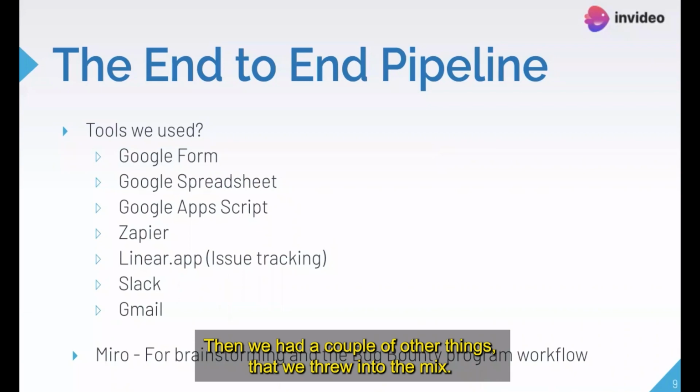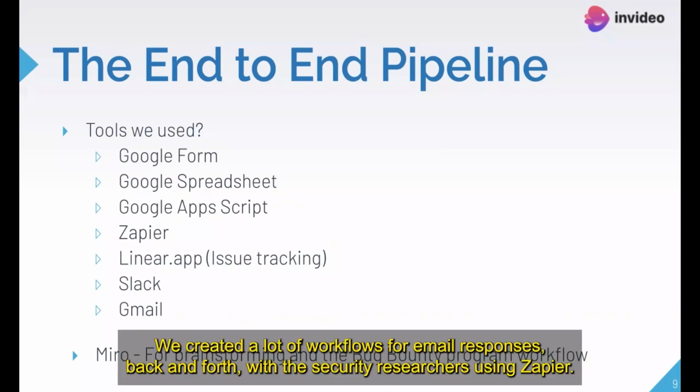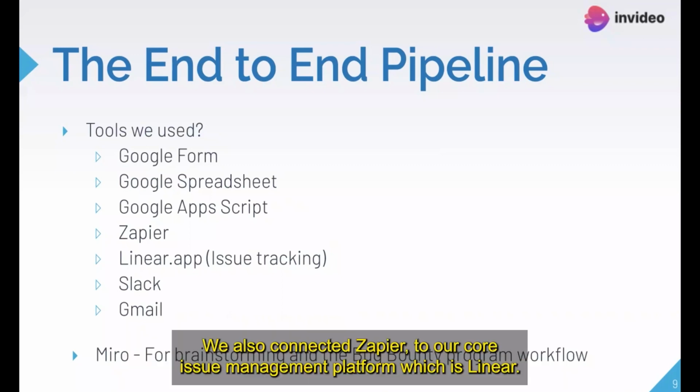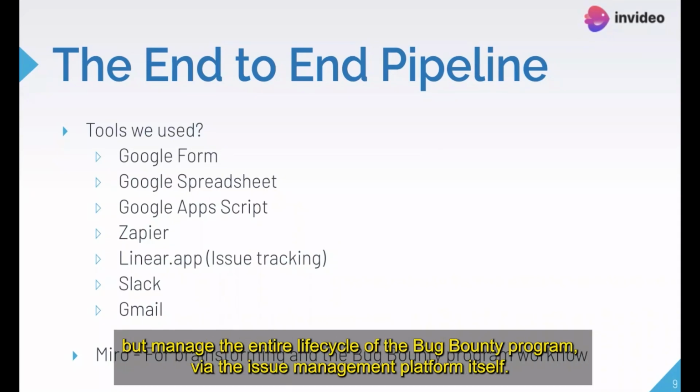Then we had a couple of other things that we threw into the mix. To automate a lot of things on top of the Google spreadsheet, we used Google Apps Script. We created a lot of workflows for email responses back and forth with the security researchers using Zapier. And we also connected Zapier to our core issue management platform, which is Linear, and essentially use Linear to not only send emails back and forth to the researchers, but manage the entire lifecycle of the bug bounty program via the issue management platform itself.